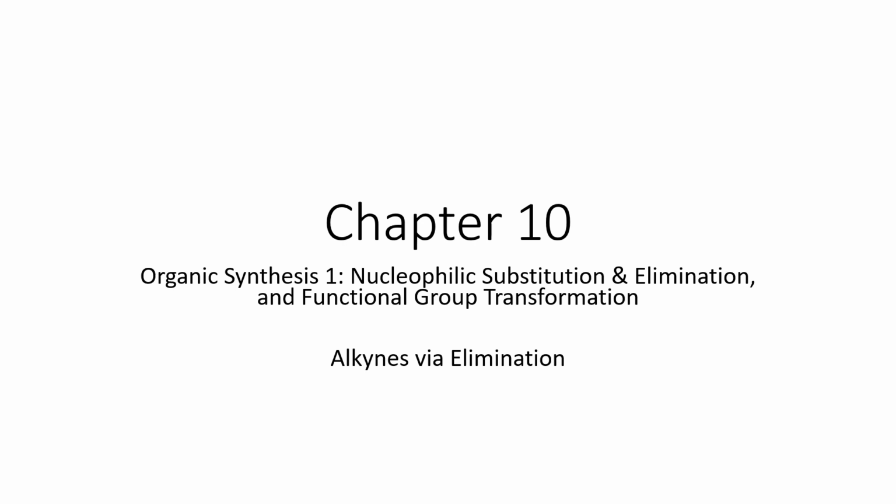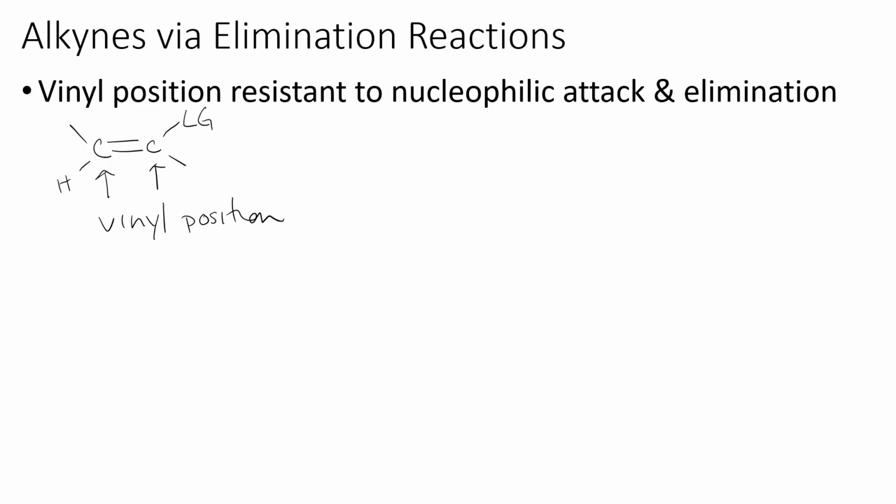In this section of Chapter 10, we're going to be talking about forming alkynes via elimination reactions. What we're going to see is that the vinylic position is resistant to nucleophilic attack and to elimination as well. And we talked about this in our previous chapter with those sp2 hybridized carbon atoms. When we talk about the vinylic position or the vinyl position, we're specifically talking about those sp2 hybridized carbon atoms.